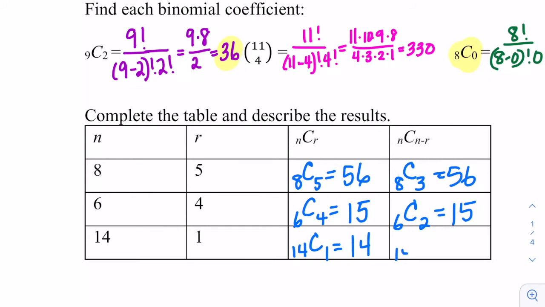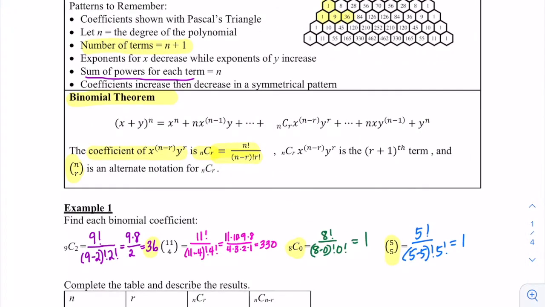And then 14 choose 14 minus 1, which is 13, will also equal 14. So, thinking about the values in Pascal's triangle and the relationship between the degrees of x and y, or n and r, let's look at the table.